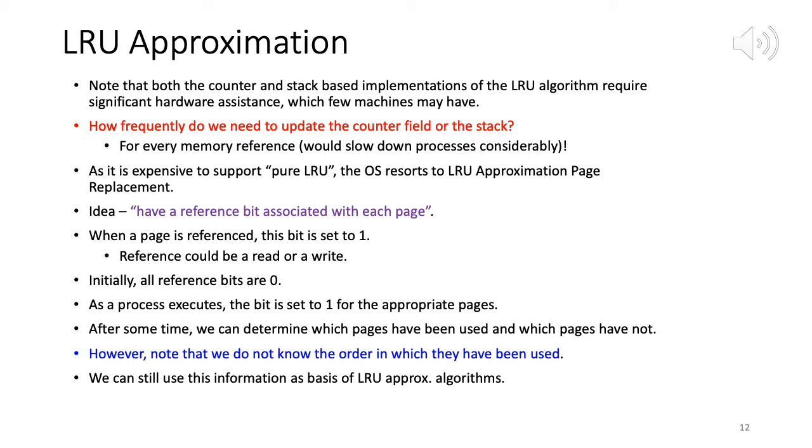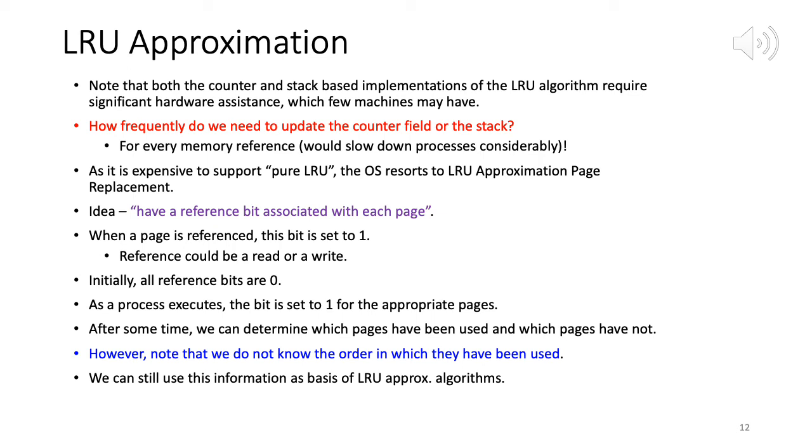So of course, when we say reference, it could either be a read or a write, both scenarios. We set the reference bit, or the R bit as we call it in short. We set the R bit of that page as 1. So the way it works is, as you can guess, initially what is the value of all the R bits for all the pages in question for a process? They're all 0. So as the process executes, eventually pages are going to be referenced, and the R bit for those pages will be set to 1, for the appropriate pages which are accessed. Okay.